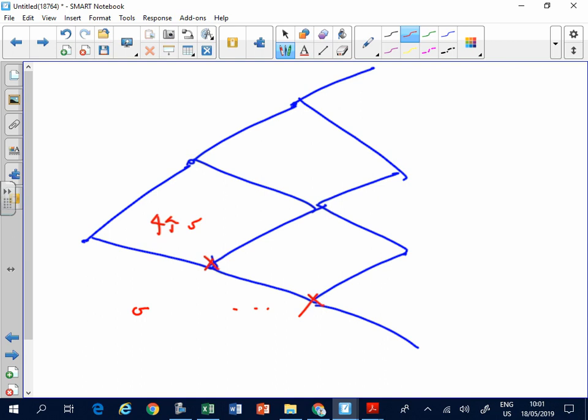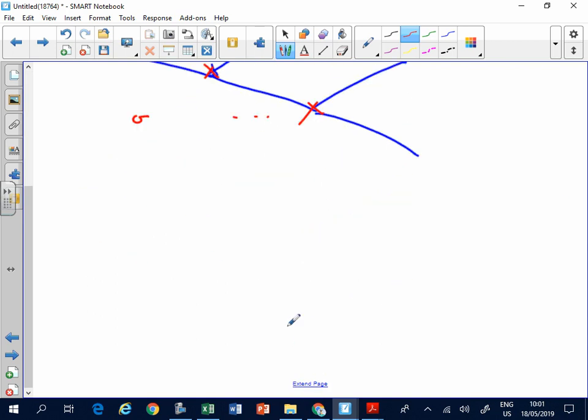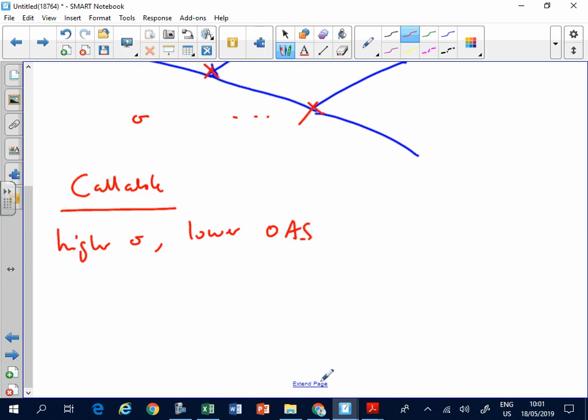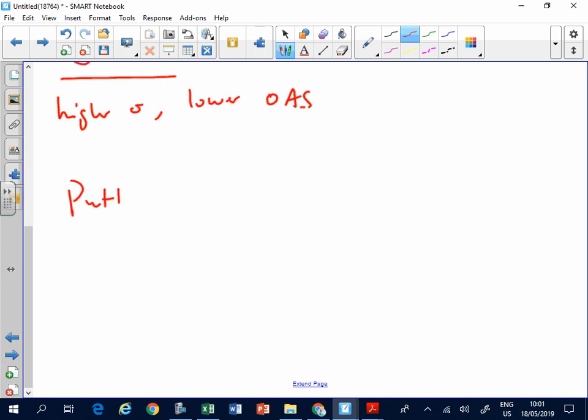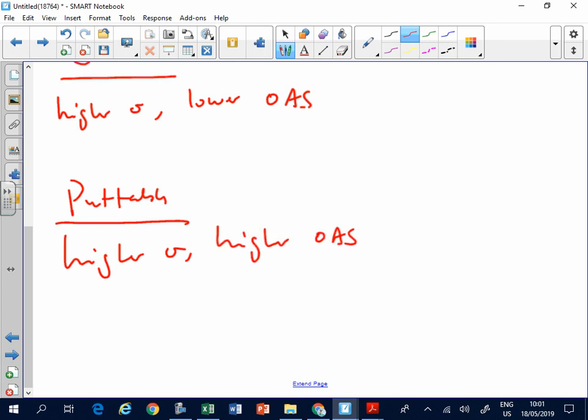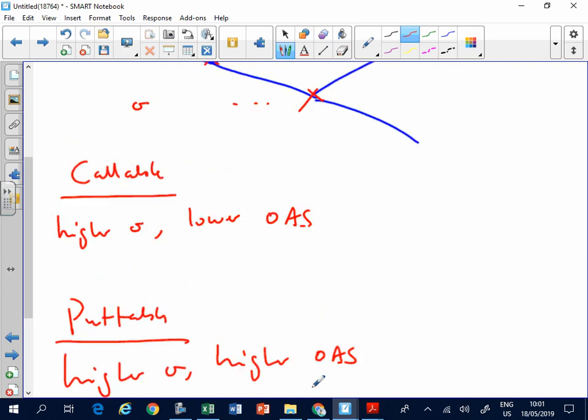So for a callable bond, this is very important. For a callable bond, the higher the volatility, the lower the option adjusted spread. You guys understand the reasoning for it? Cool. For a puttable bond, the higher the volatility, is the option adjusted spread higher or lower? The higher the spread. Why? This is not explained in your notes, but if you understand the reasoning for the first, you'll understand the reasoning for this. Puttable is what? You're going to sell the bond.